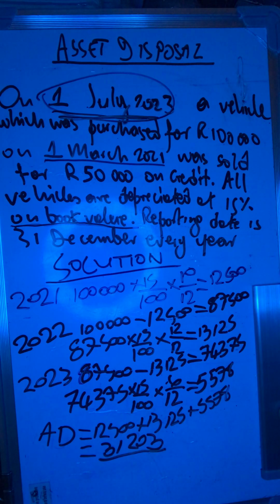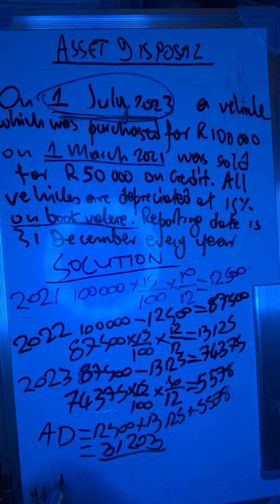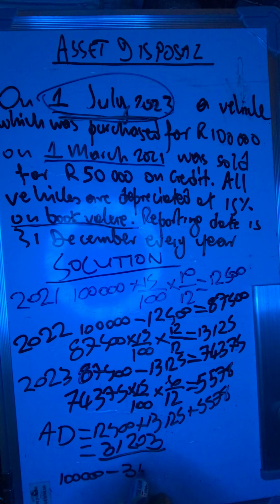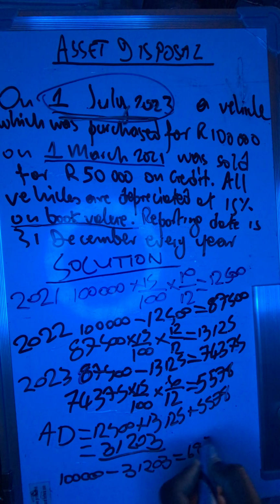How do we determine whether we made a profit or we made a loss? If the carrying value is bigger than the selling price, we made a loss. But if the selling price is bigger than the carrying value, then we made a profit. Let's get our carrying value. Our carrying value is going to be 100,000 rands, which is the cost, minus 31,203, which is the accumulated depreciation. Our carrying value is actually a total of 68,797. This is our carrying value.